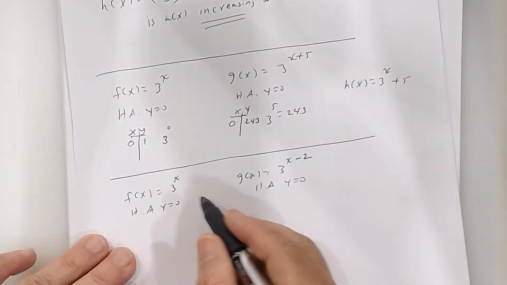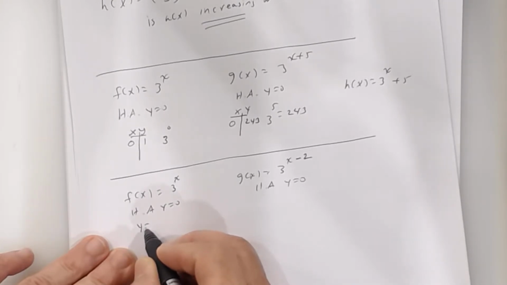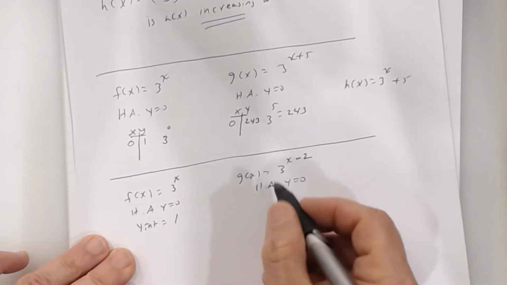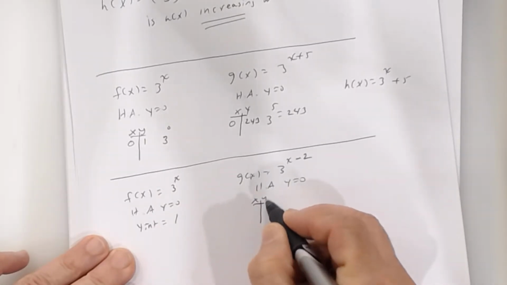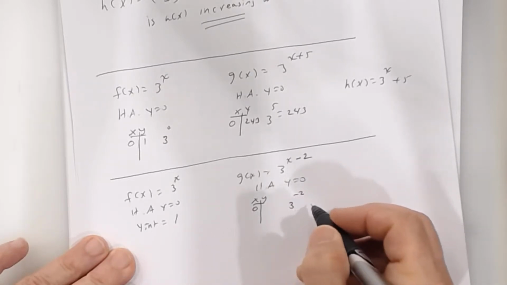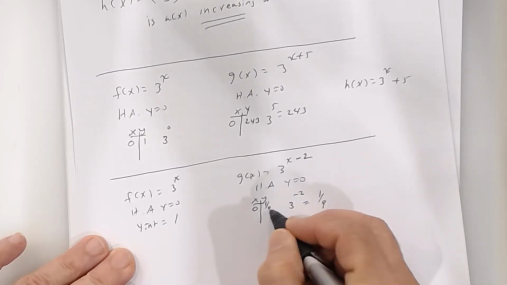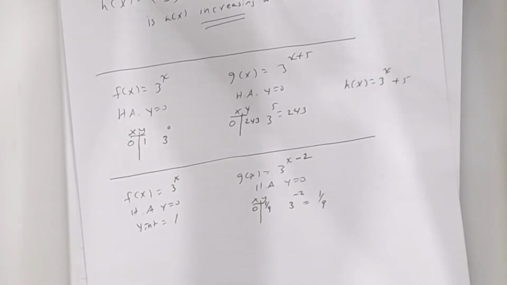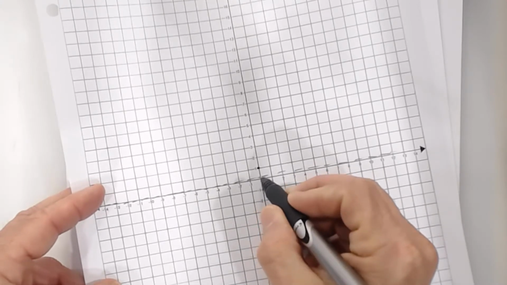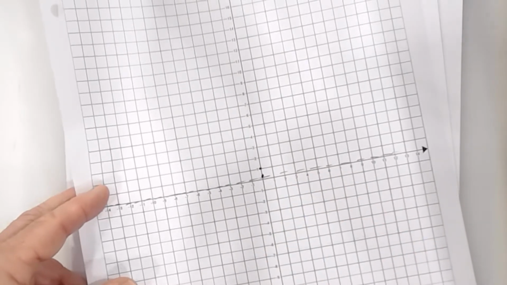We found the y-intercept for this one to be 1, right? Over here, to find the y-intercept, I let x be what? 0. So I get 3 to the negative second power. Use your calculator if you need to. 1/9. So 0, 1/9. Now watch this. 0, 1/9 is right here. It's very close to the y-axis. Right here. All right?